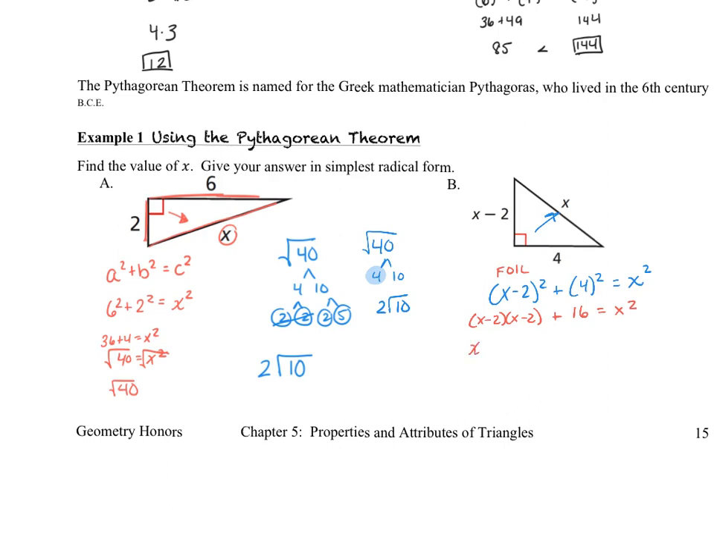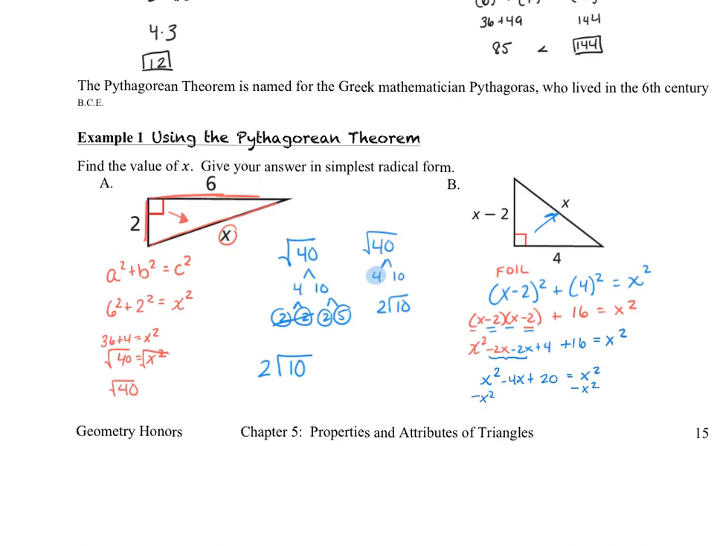So to FOIL, you do first, x times x, which is x squared, outer, x times negative 2, which is negative 2x, and I'll do inner, negative 2 times x is negative 2x, and last, negative 2 times negative 2, positive 4. Plus 16 equals x squared. Combine like terms, x squared minus 4x plus 4 plus 16, so plus 20 is equal to x squared.